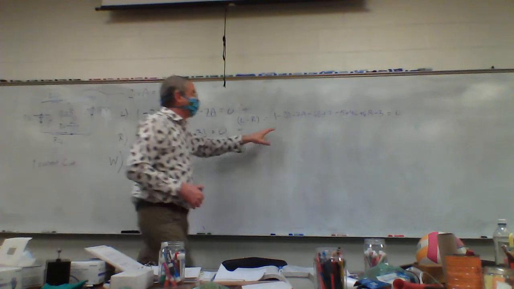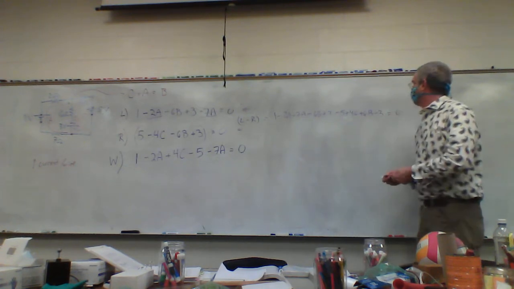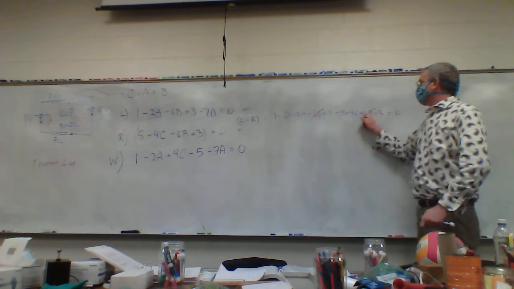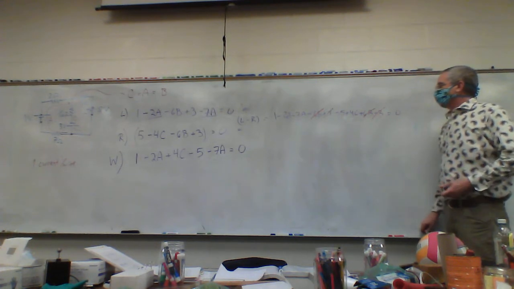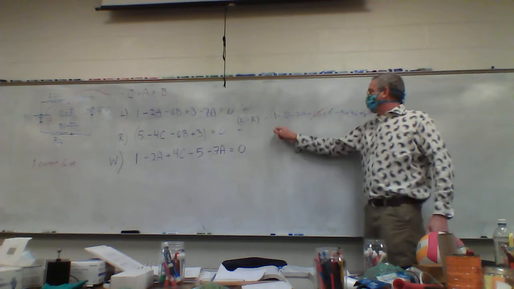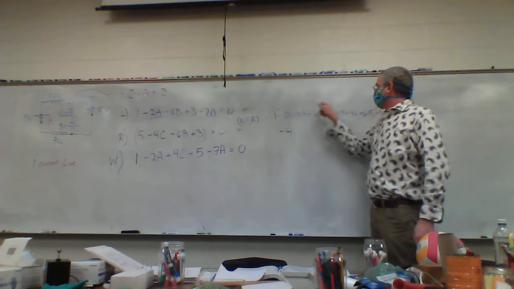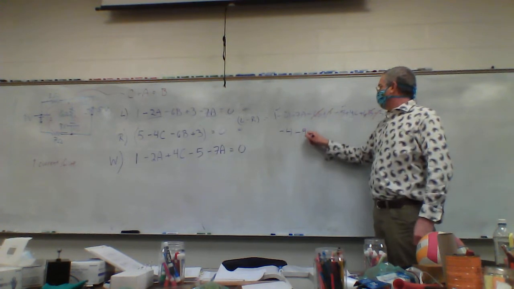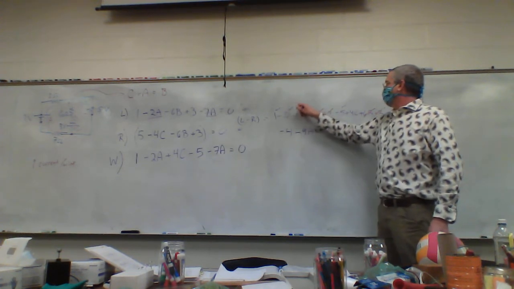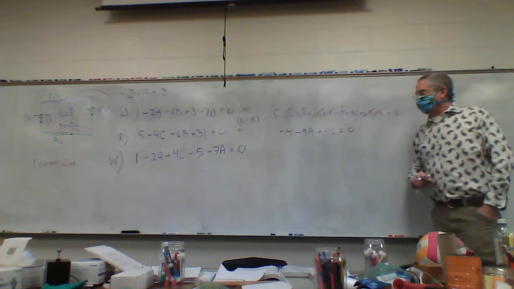All right, so let's simplify this. Well, I got a -6b and a 6b right there, and then a +3 and a -3 right there. So I end up with 1 minus 5, which is -4. And I tend to like to check them off just to make sure I don't lose something. Minus 9a plus 4c equals 0. I think I've done that correctly.